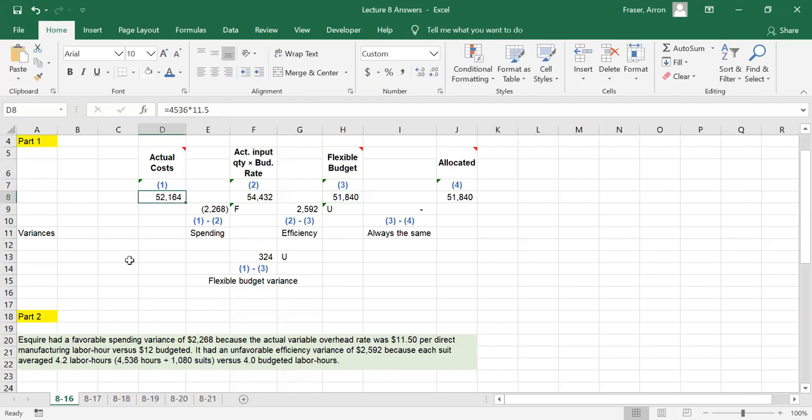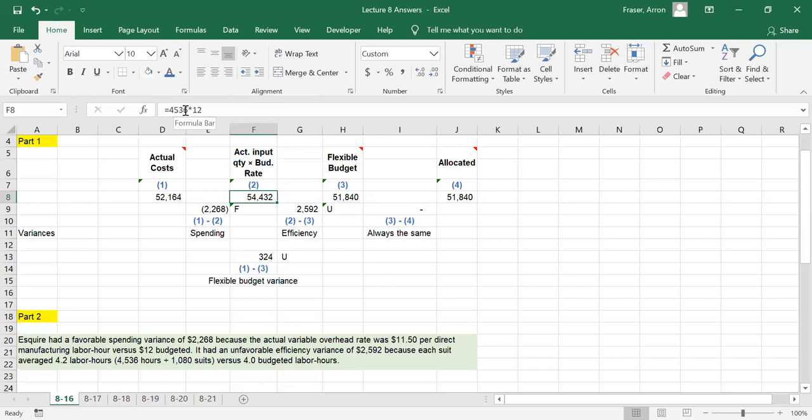So just to recap this question, we were given actual costs. The question will almost always give you actual costs. For the amount that looks at budgeted input quantity times the budgeted rate, you're also given, in the last sentence of the paragraph just before the requirements of the question, that the actual direct manufacturing hours for the month was 45.36. So you're also given the actual hours. It's just 45.36 times the budgeted rate that you would have expected to pay of $12.